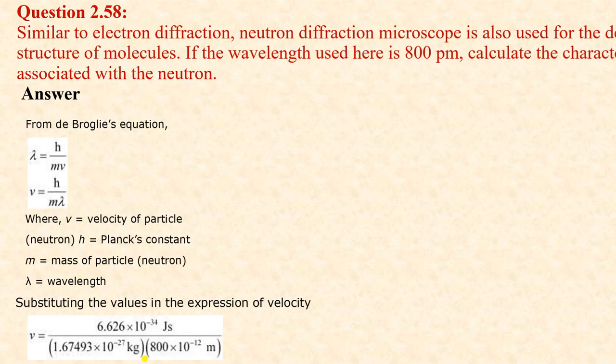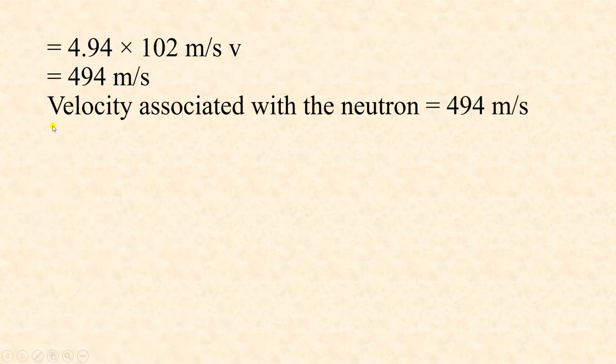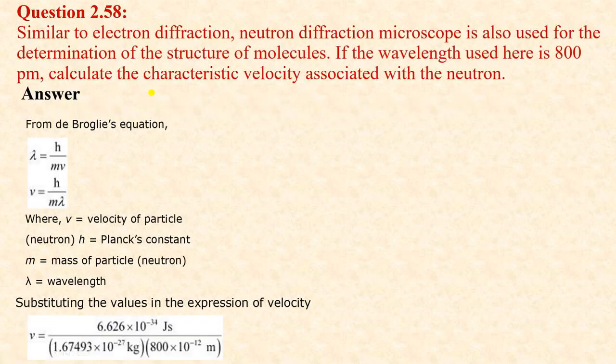Now question number 58 is, similar to electron diffraction, a neutron diffraction microscope is also used for the structure of molecules. If the wavelength used here is 800 picometer, calculate the characteristic velocity associated with the neutron. So again we will use the formula lambda is equal to h upon mv, and velocity is equal to h upon m lambda. Now substitute all the values and it comes equal to 494 meter per second. So this is question number 58.